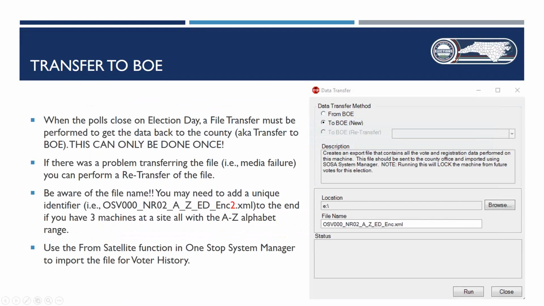All right, and then to do the transfer to BOE, you would go to that Tools tab and hit the Transfer button, and it will display this screen over here on the right. You can do the To BOE New. That's where you want your radio button to be. Again, you can only do this one time. If you do it during the middle of the day, then it's going to lock that machine out from future votes. And you can see in the description here, it tells you that. So if you allow your poll workers to do the transfers, make sure they're aware of that.